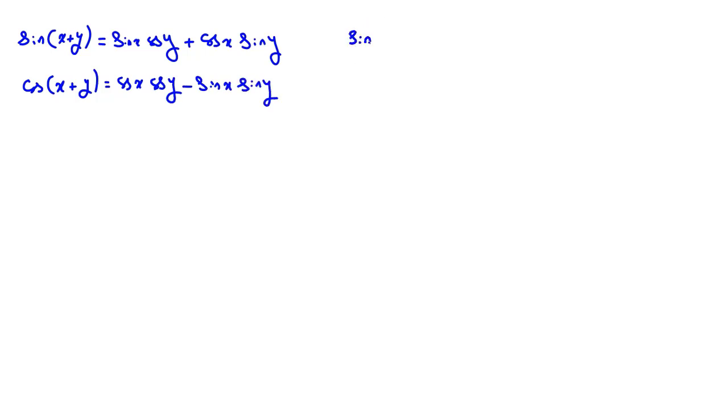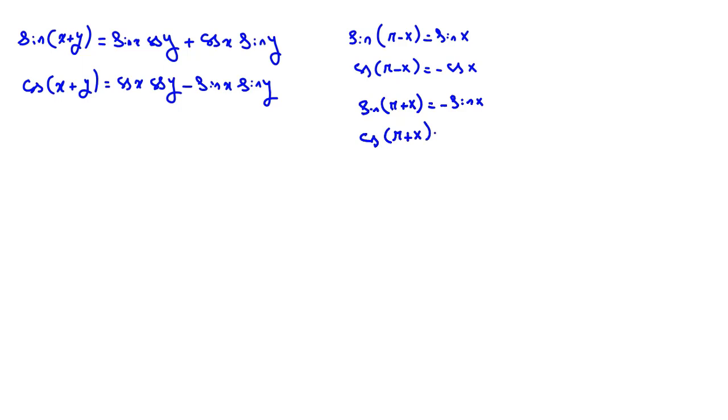Also, you should know, for example, sine pi minus x is sine x, but cosine pi minus x is negative cosine x. Sine pi plus x is negative sine x. Cosine pi plus x equal to negative cos x. And some formulas like this, for example, sine pi over 2 minus x is cos x, and so on. Lots of formulas. Then you should know how to change product to sum and sum to product.